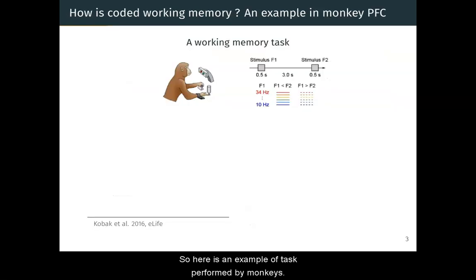So here is an example of task performed by monkeys. The task is very similar from what I have asked you to do in the beginning. The monkey has a vibrotactile device in the hand. At some point, this device will vibrate at a frequency f1 for half a second. It will stop vibrating for 3 seconds, and vibrate again at a frequency f2 for another half a second. And in the end, the monkey has to say, by pressing buttons, which of the two frequencies was the highest, the first one or the second one.